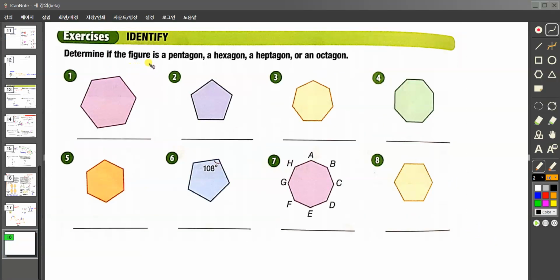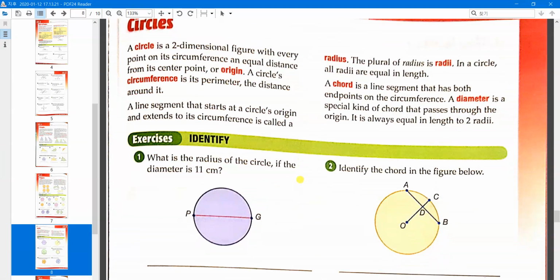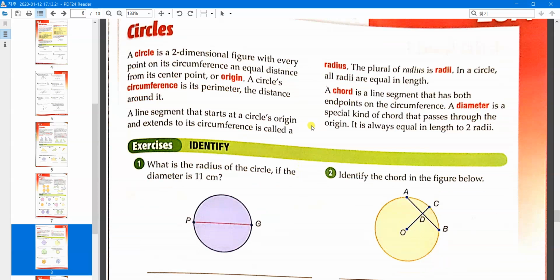You determine if the figure is pentagon or hexagon, heptagon, octagon. 할 게 없네요. 5 pentagon. 1, 2, 3, 4, 5, 6, 7. 7 heptagon. 8. 이거 누구예요? Octagon. 네. 됐다. 그만하자 이거. 너무 간단하네. Circle 너무 쉽네. Circles. Circle has various parts.